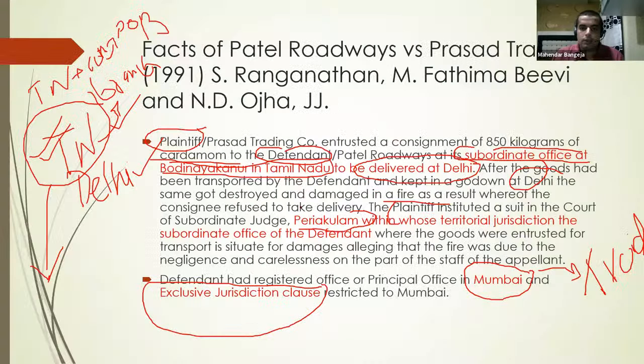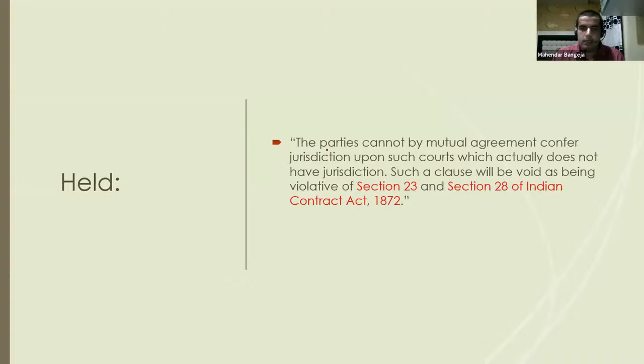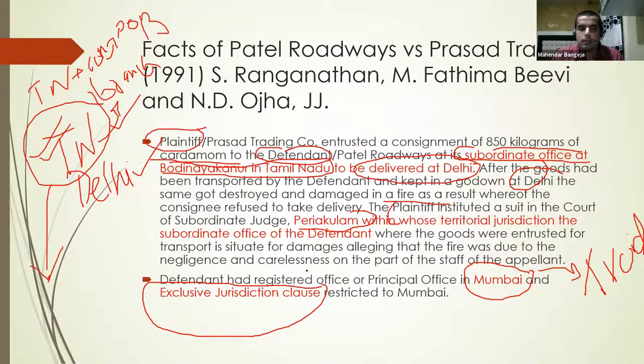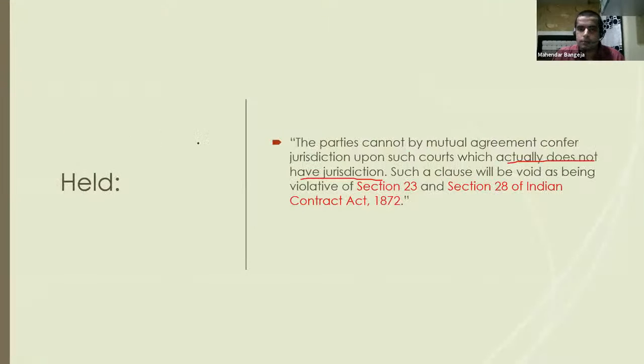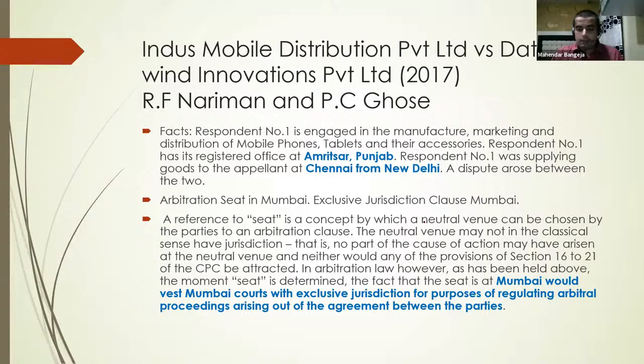Okay. This is what was held, and I'll read. The party cannot, by mutual agreement, confer jurisdiction upon such court which actually does not have jurisdiction. जैसे इस केस में मुंबई कोर्ट के पास jurisdiction ही नहीं थी. तमिलनाडु में cause of action arise हुआ, दिल्ली में arise हुआ है. तमिलनाडु में उनका place of business है because they have a branch office जहाँ पर cause of action arise हुआ है by the virtue of explanation of section 20. So इसलिए ये exclusive jurisdiction clause void है under section 23 and 28 of Indian Contract Act. Clear?